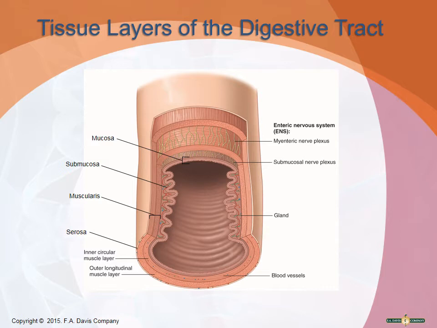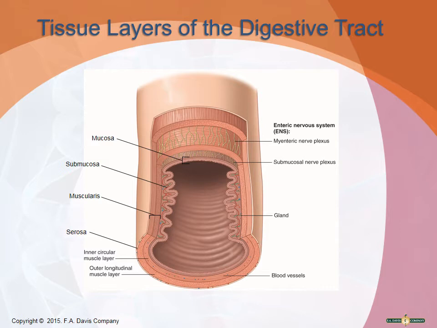The muscularis is 2 layers. You could see it there. The muscularis has a layer that goes circularly around the tube, and then you have another layer of muscle that's longitudinally, lengthwise. So it's the interaction between these 2 layers of muscles that we have contraction and relaxation and movement of food through the GI tract.